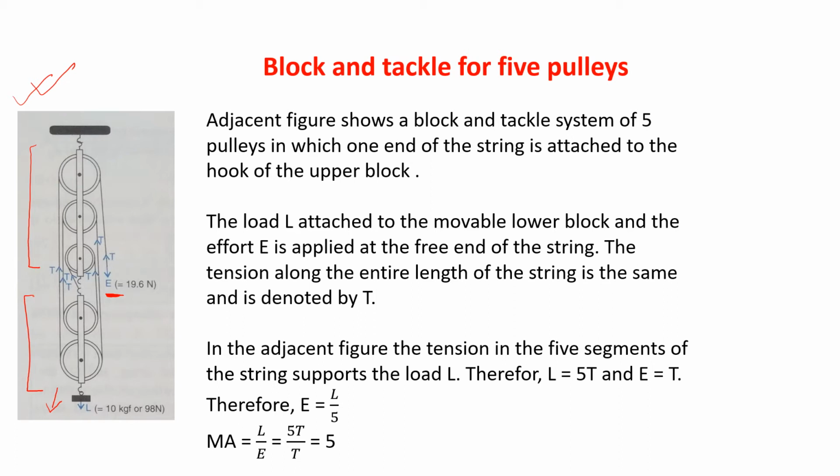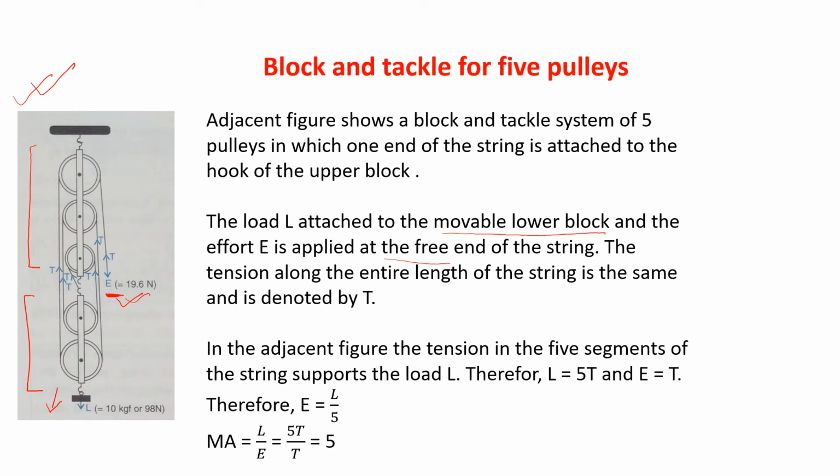Okay, let me see what is written here. The adjacent figure shows a block and tackle system of 5 pulleys, in which one end of the string is attached to the hook of the upper block. The load L is attached to the movable lower block, and the effort E is applied at the free end. That means this one, the free end of the string.